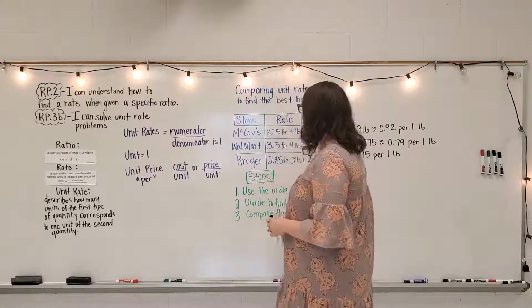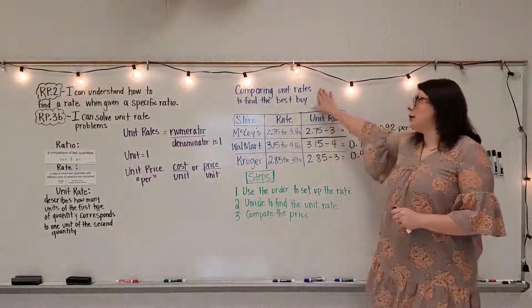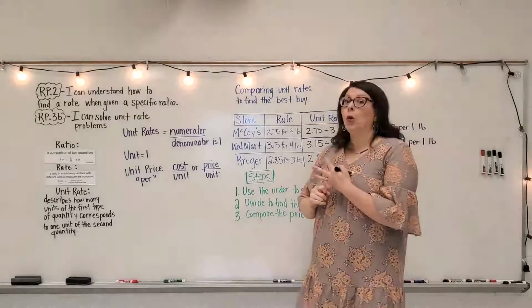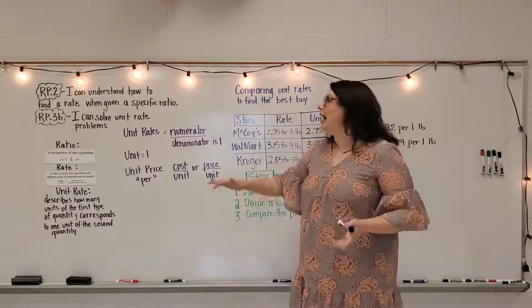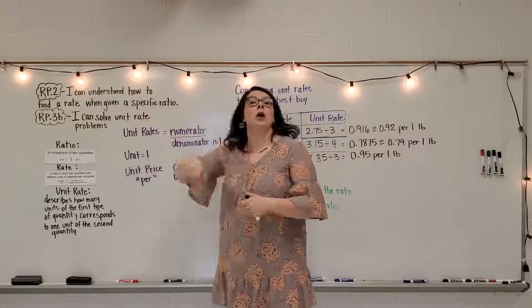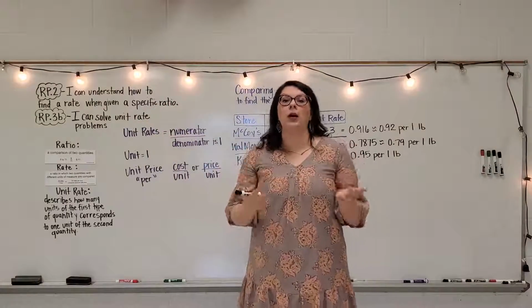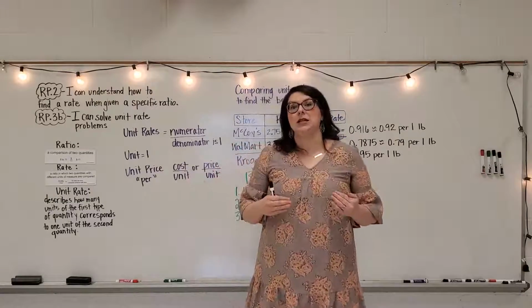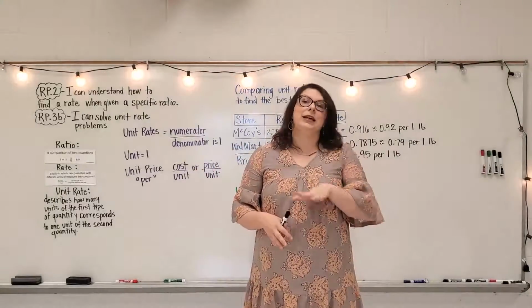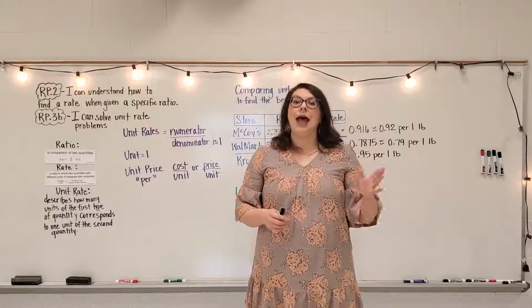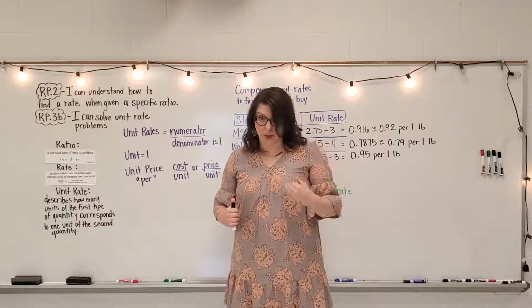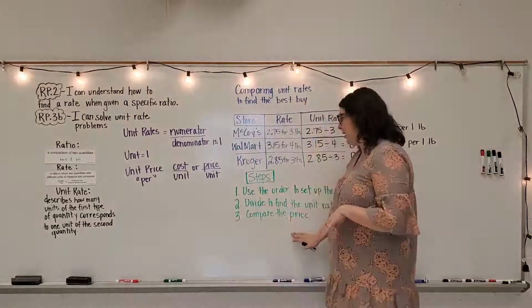So in this example, it says comparing unit rates to find the best buy. Well, in the first part, we're just going to be setting up the rate. And that comes back to RP2. Given a ratio, we're going to be able to set up the rate. Then we solve that rate to make it a unit rate, getting that denominator down to 1. And then we can compare those to find the best purchase possible. And that brings us to our steps.